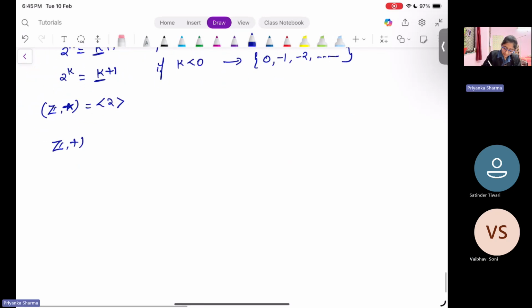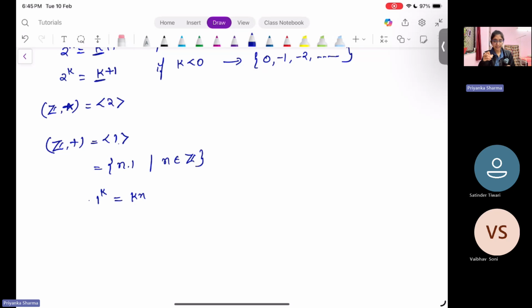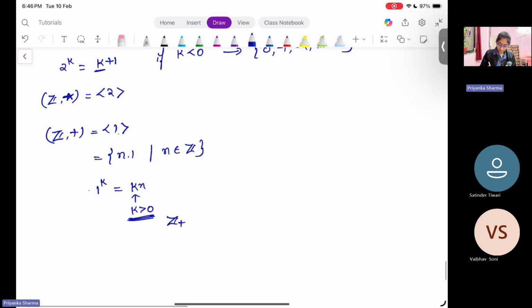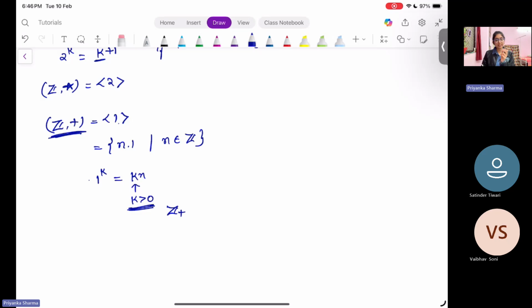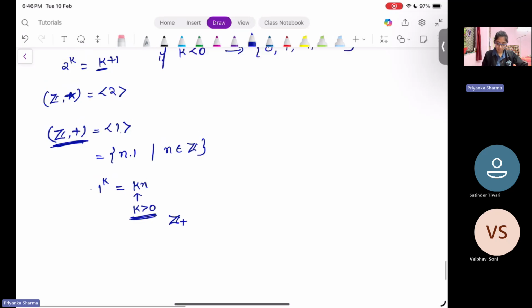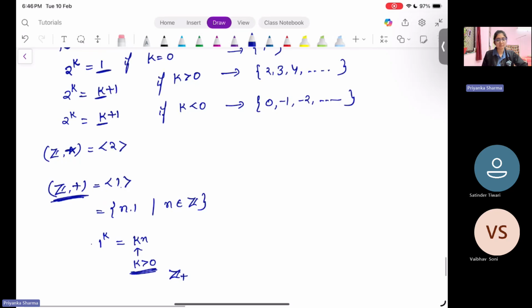When we deal with Z plus and we say that this is generated by 1, then we say this can be written as n into 1, for all n belongs to Z. Otherwise, here powers are basically multiples. So 1 to the power k is basically kn if we are taking the additive operation. So if you take only positive integral values for k, then you will cover only Z plus. For Z plus also we take negative integers also, right? So similarly we will take negative integers here too.